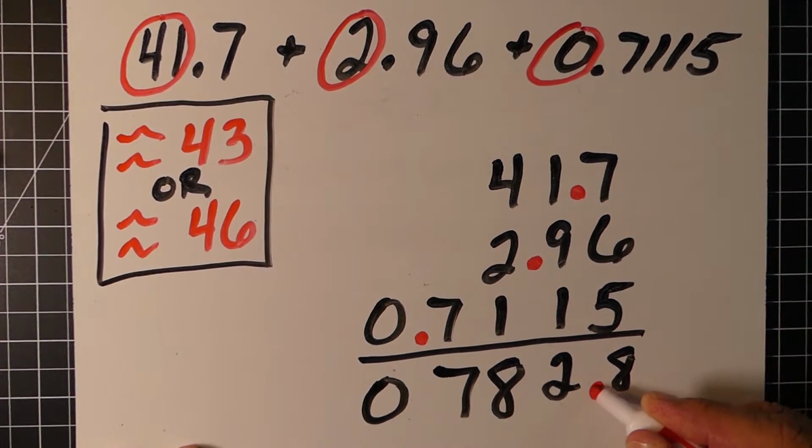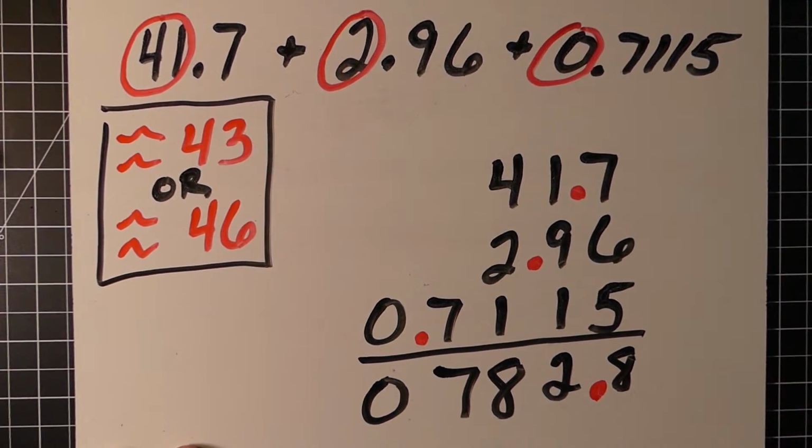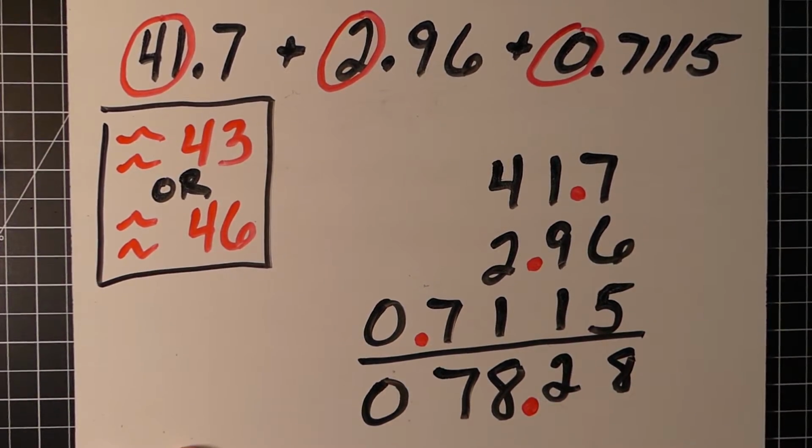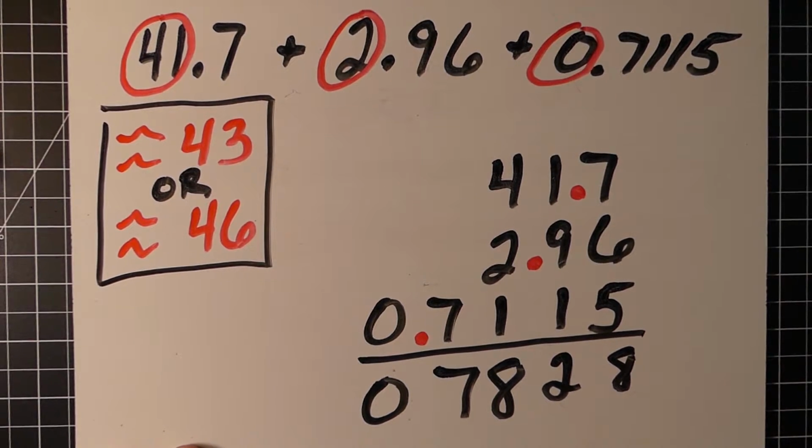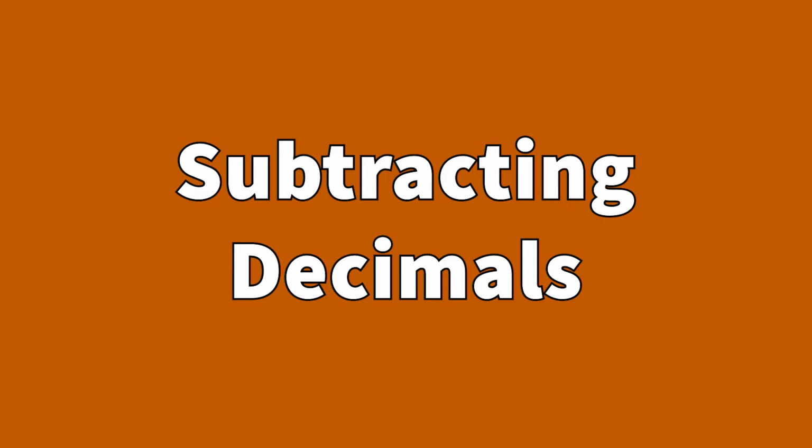You can see it's wrong. And so if they put their decimal here, they get 782. Well, that's not even close to 43 or 46. If they use the second decimal, they get answers like 78.28, which again is double what we thought it should be. And if they bring the decimal straight down to the third one, we actually get an answer that's less than 1.